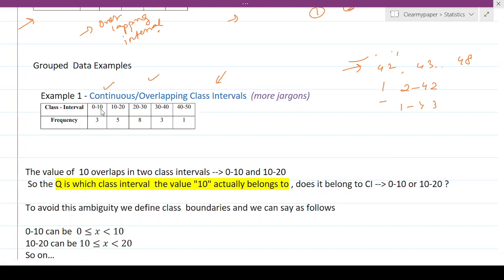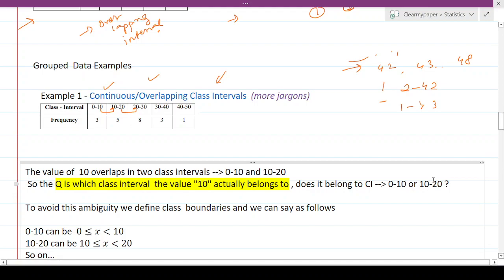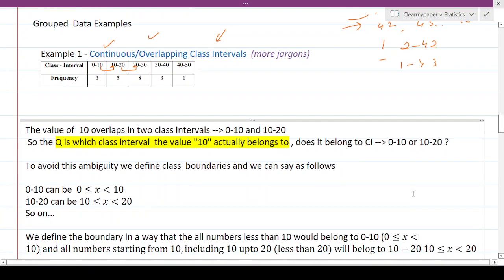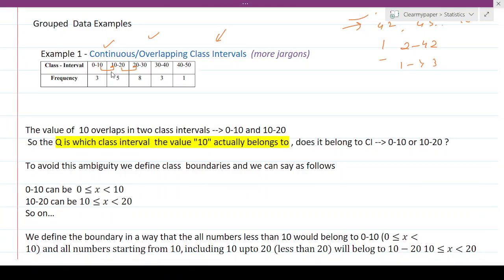We have 0 to 10, like a relay race. Then we have 20 coming here. So it's continuing. The way we assume that is, whatever is the upper limit we define for the boundary will be the cutoff. For example, when we say 0 to 10, we will not include 10 in this boundary.